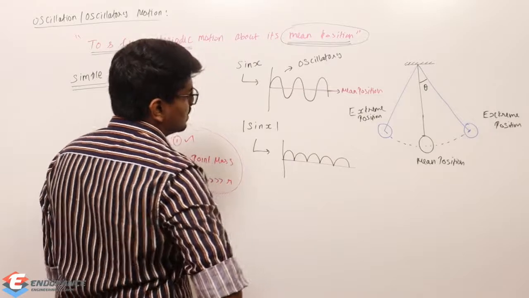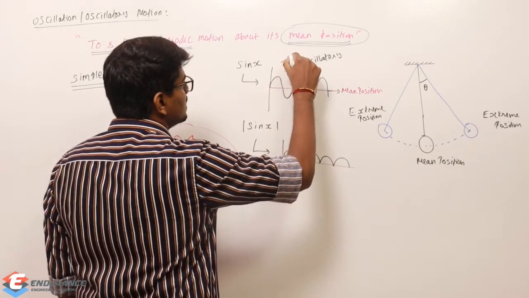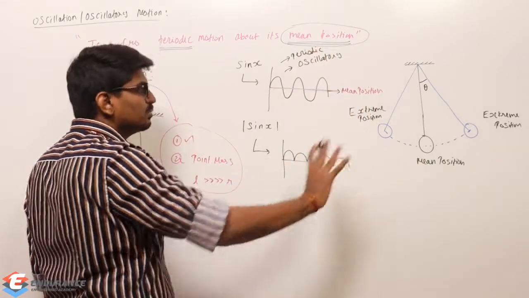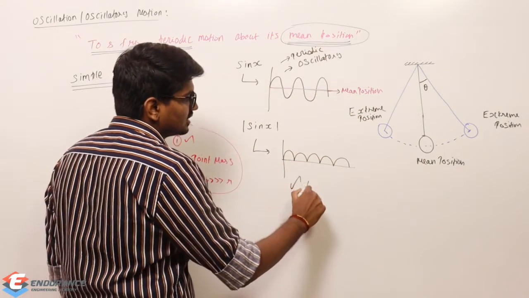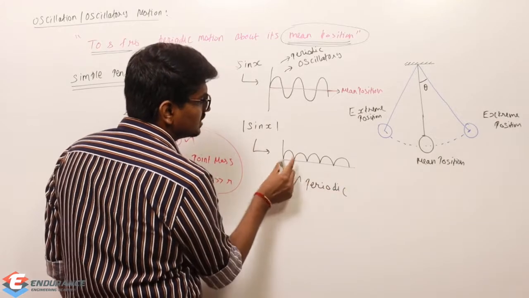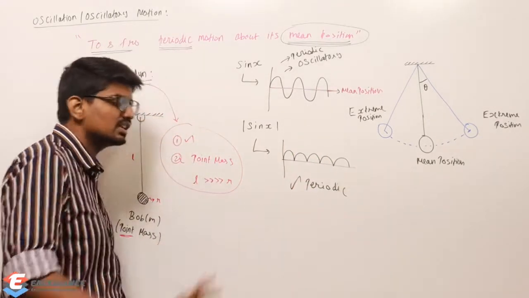Now my question: is it periodic? Of course. This is periodic. Anyway, if a motion has to be oscillatory, it has to be periodic. Is it periodic? Yes. Why? It's getting repeated, right? This is my time period. After this, I'm getting the same. So it's getting repeated. It's periodic.